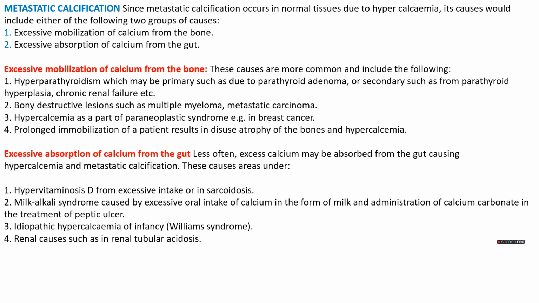The causes may include excessive mobilization of calcium from the bone. From the bone, excessive calcium can move towards other sites. Then there is absorption of calcium from the gut. The gut is the main site of absorption of calcium, mainly under the influence of vitamin D. The main source of vitamin D is sunlight. The skin will absorb the sunlight, and it will help in the generation of vitamin D. Vitamin D helps in the absorption of calcium in the gut. Mainly, that is the mechanism.